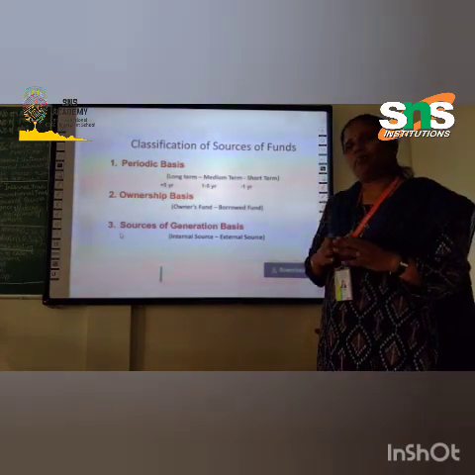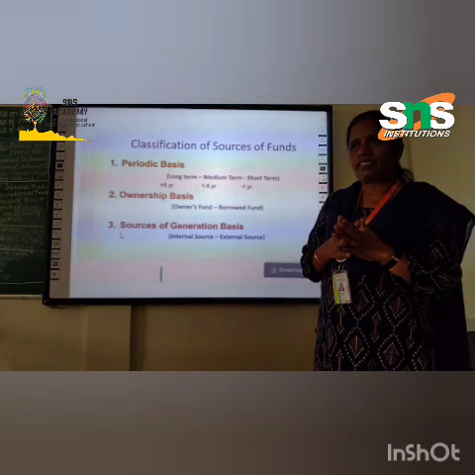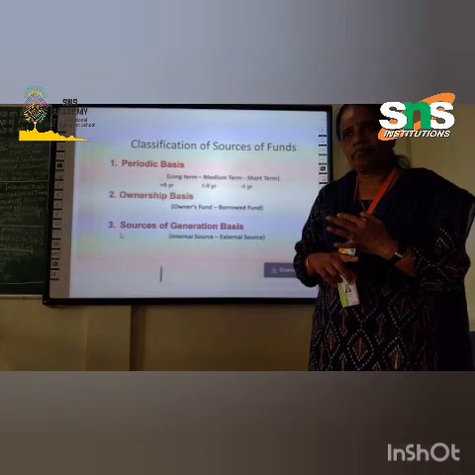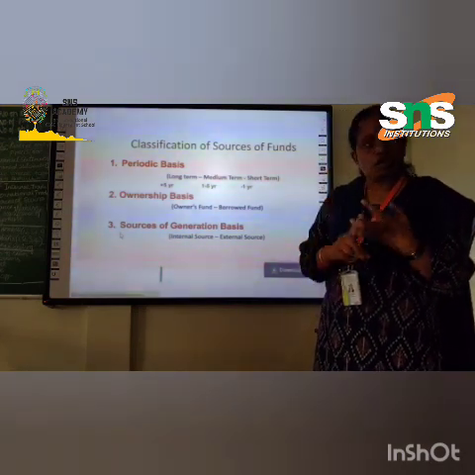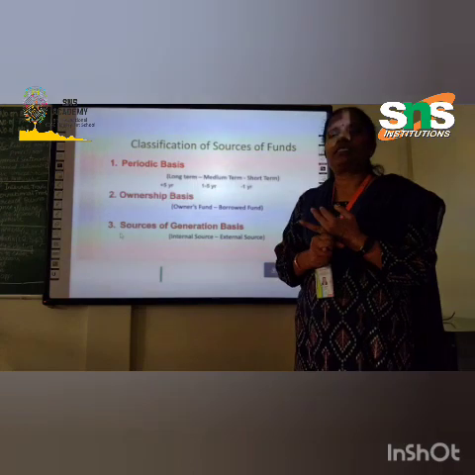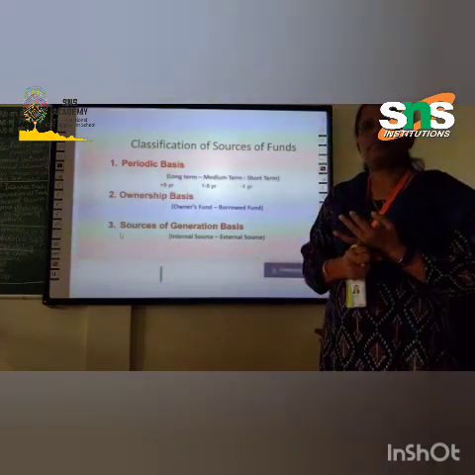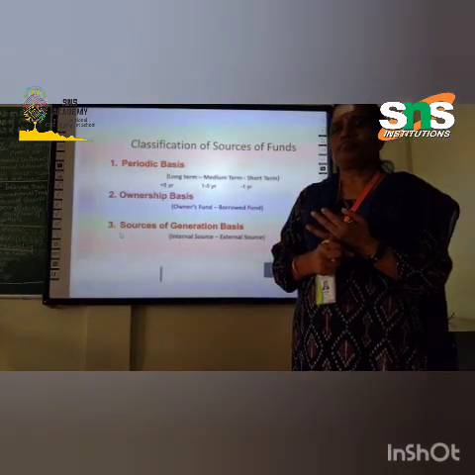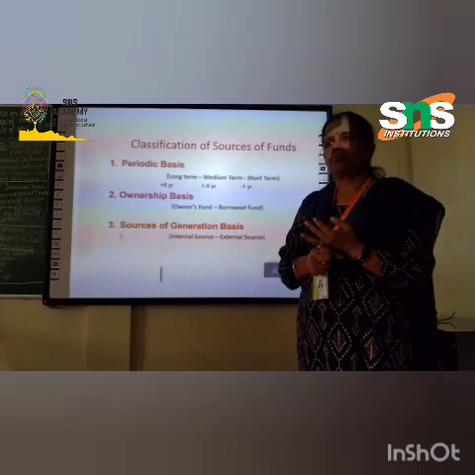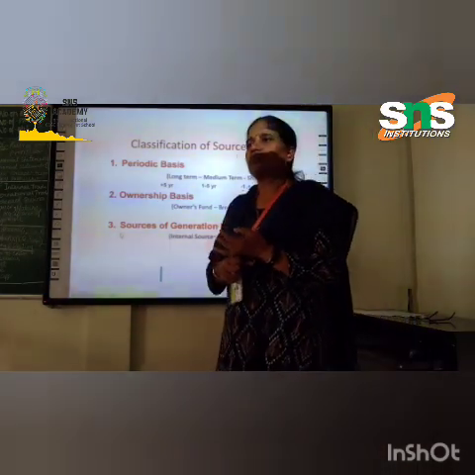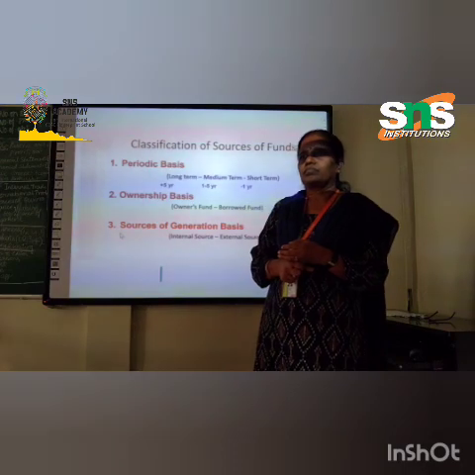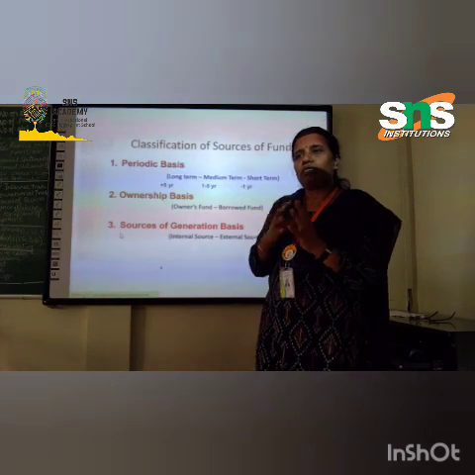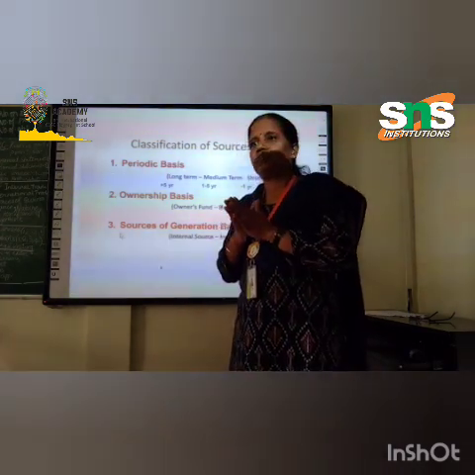When we are taking the periodic basis, we can divide the sources of finance into three: long term, medium term and short term. What is long-term finance? The long-term sources fulfill the financial requirements of an enterprise for a period exceeding 5 years and include sources such as shares, debentures, long-term borrowings, and loans from financial institutions. This long-term finance we can use as fixed capital.